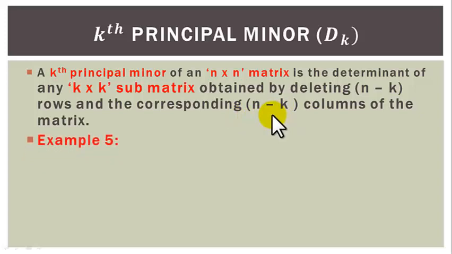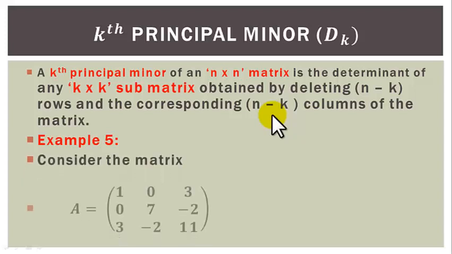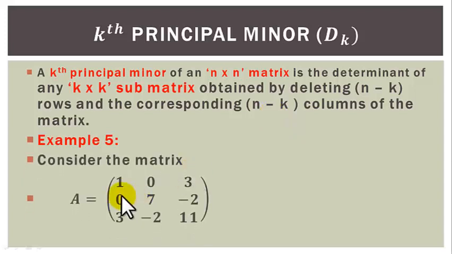For example, that's example number 5. Consider the matrix A consisting of the elements 1, 0, 3, 0, 7, minus 2, 3, minus 2, 11.